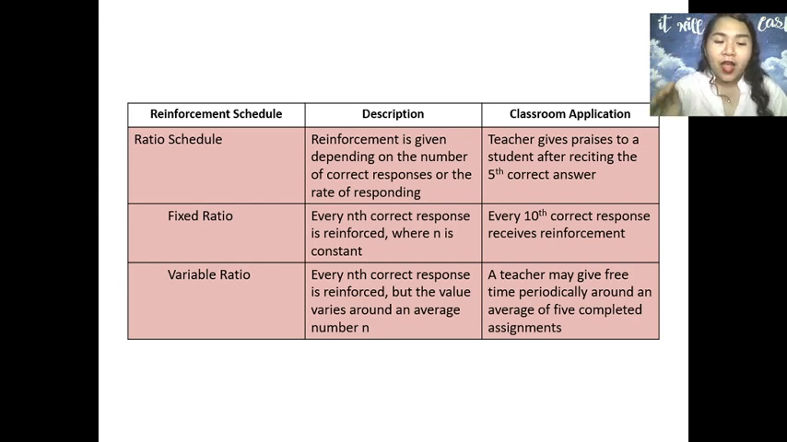And of course, variable ratio, every nth correct response, say for example, it could be every 3, every 5, or every 10 na correct response, binibigyan siya ng reward. Pero, yung value ng reward na ibinibigay ay depending upon the average. Sabi pa nito, varies around an average number n. Depende. So, sabihin natin, sige, every 5 na star na makukuha ng bata, bibigyan siya ni nanay ng reward. Sa 5 na star sa isang araw, bibigyan siya ni nanay ng reward. So, say for this day, yung bata nakakuha ng 5 stars at binigyan niya ng 10 pesos.